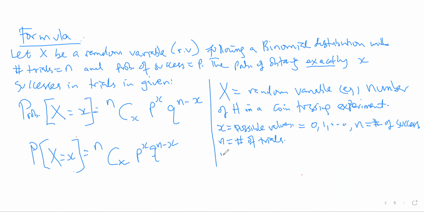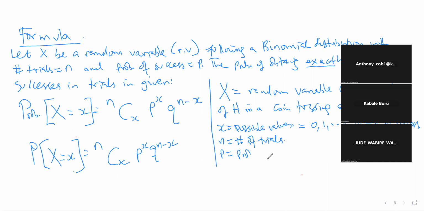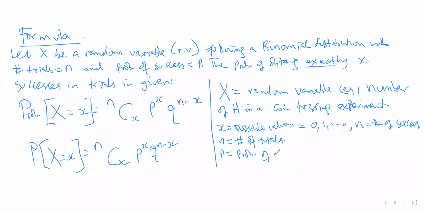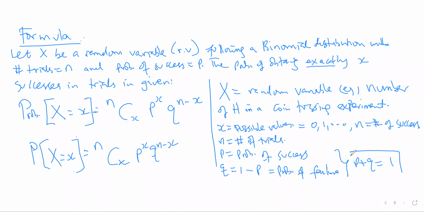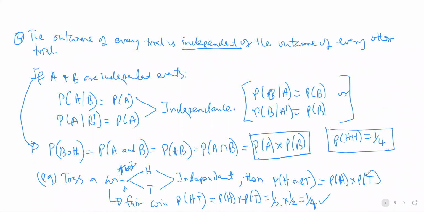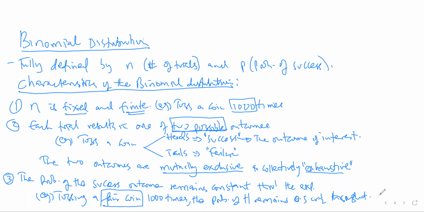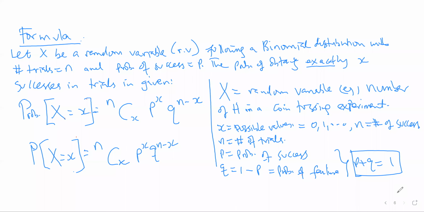Then p is the probability of success. Then what I'm calling q is 1 minus p, the probability of failure. You will notice that p plus q will always be equal to 1. This is the issue of collectively exhaustive events. The probability of success plus the probability of failure gives us 1.